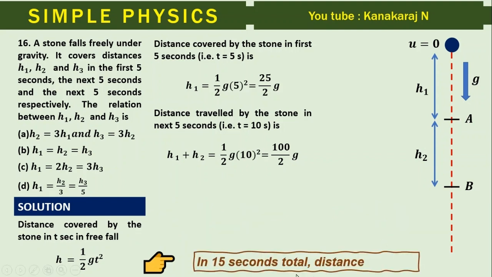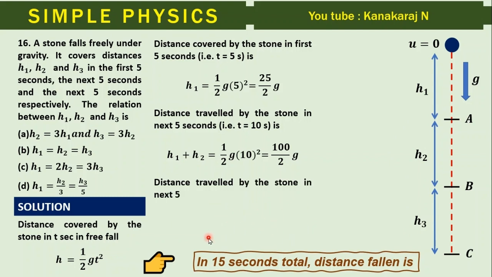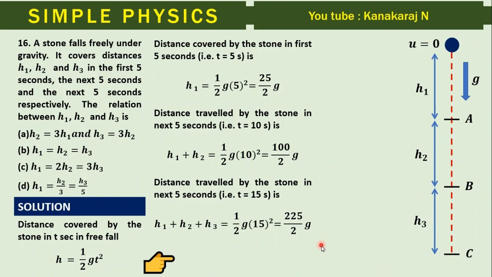In 15 seconds total, the distance fallen is h1 plus h2 plus h3. The distance traveled by the stone in the next 5 seconds, so the total time will be 15 seconds. h1 plus h2 plus h3 equals 1 half g 15 square. The answer is 225 upon 2 times g.